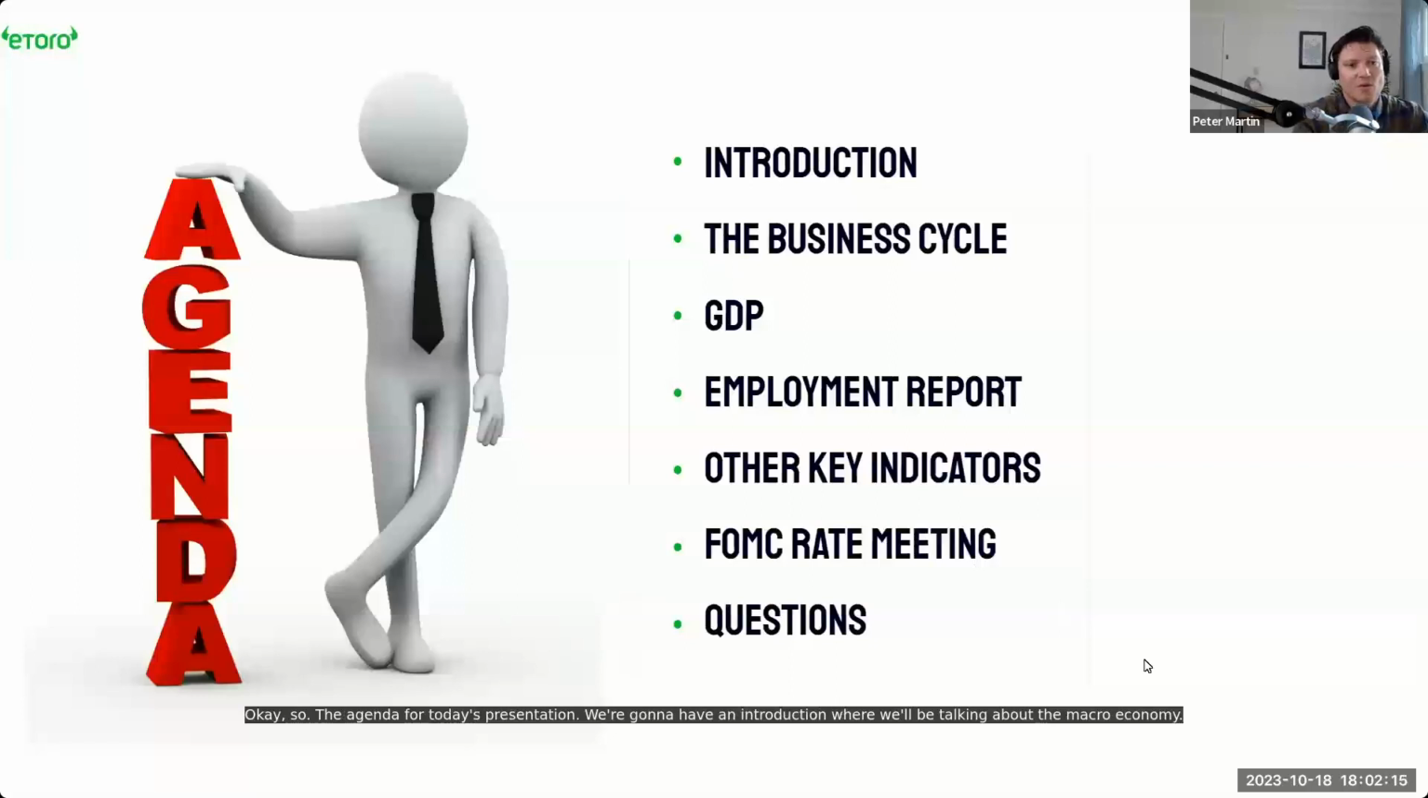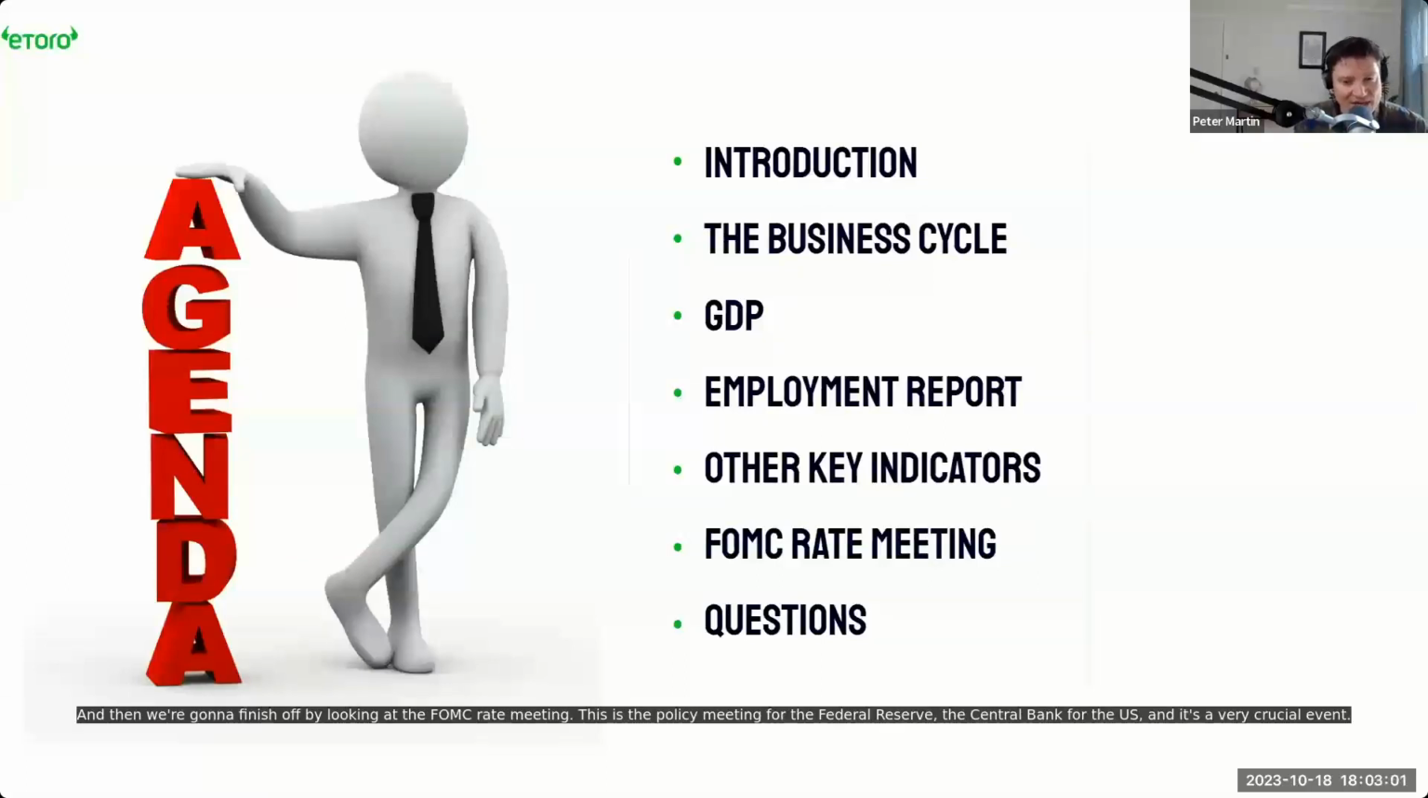Okay, so the agenda for today's presentation. We're going to have an introduction where we'll be talking about the macroeconomy and the importance of the US economy. Then we'll move on to look at the business cycle, what that is and why it's important. Then we're going to look at indicators, economic releases that tell us where we are in the business cycle: GDP, a very comprehensive measure of what's going on with the economy, and the monthly employment report in the US, which is the most closely followed report by market participants. We'll talk about why that is so important.